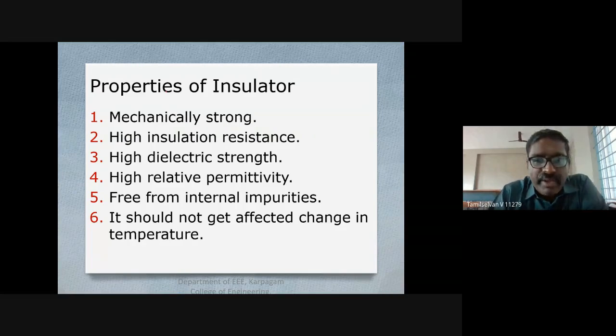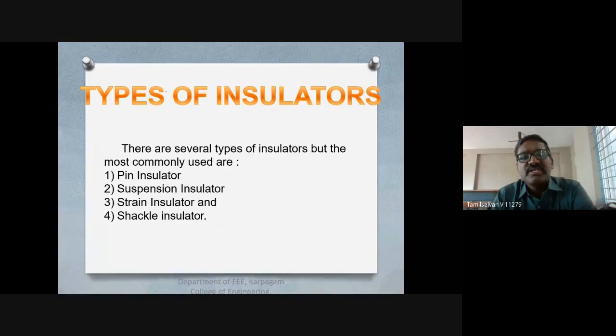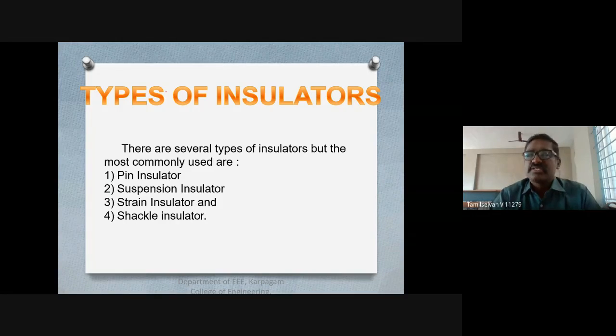Based on the application for which we use insulators, we classify them into different types, but the commonly used insulators are classified into four types. The first is the pin insulator, the second is the suspension insulator, the third is the strain insulator, and the fourth is the shackle insulator.